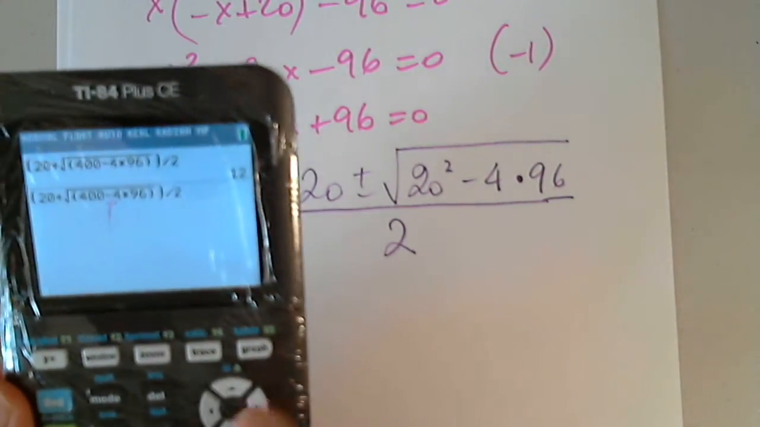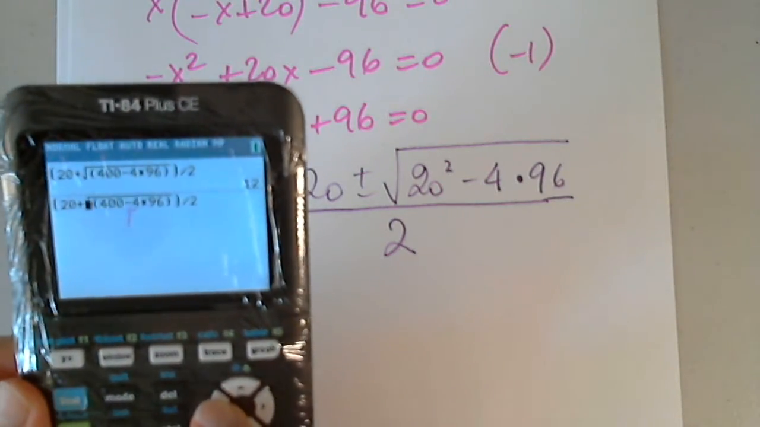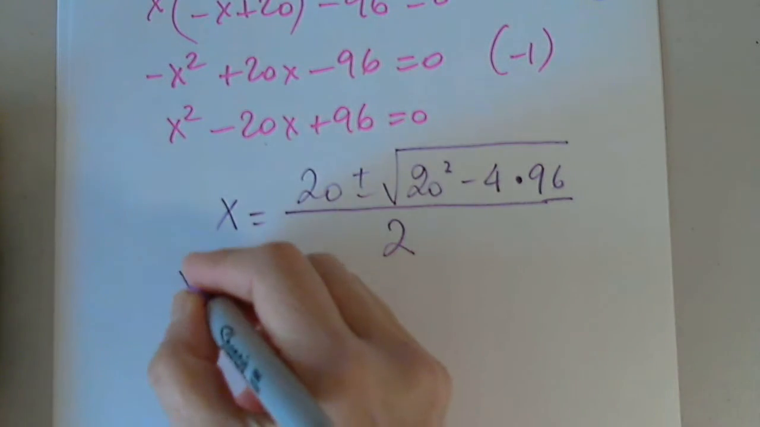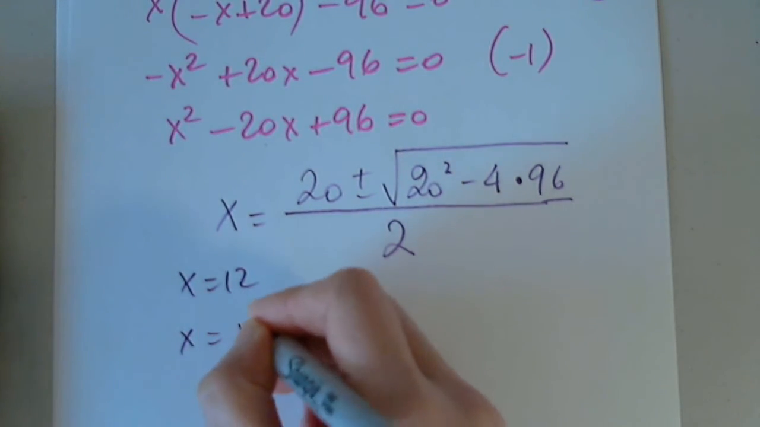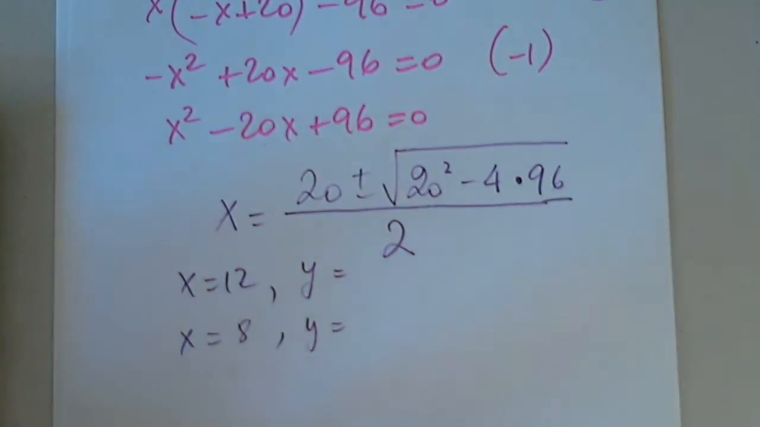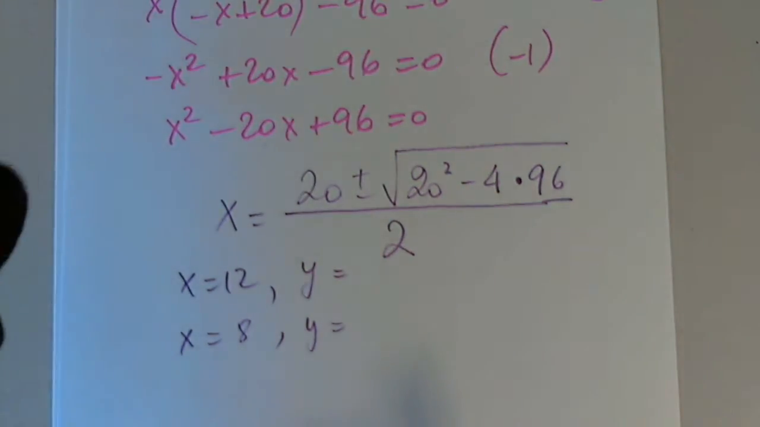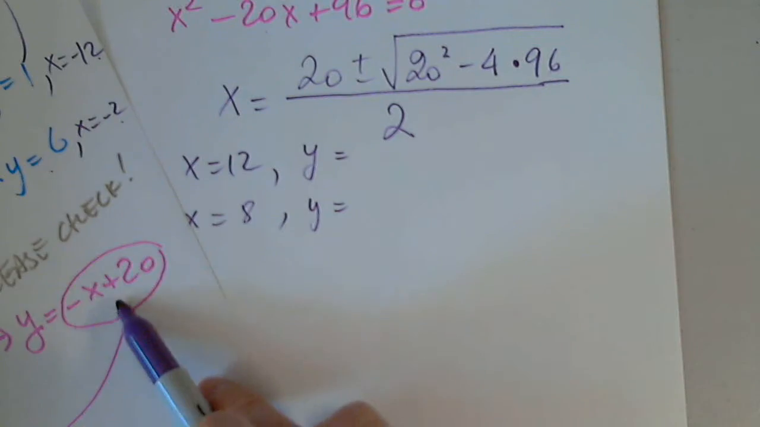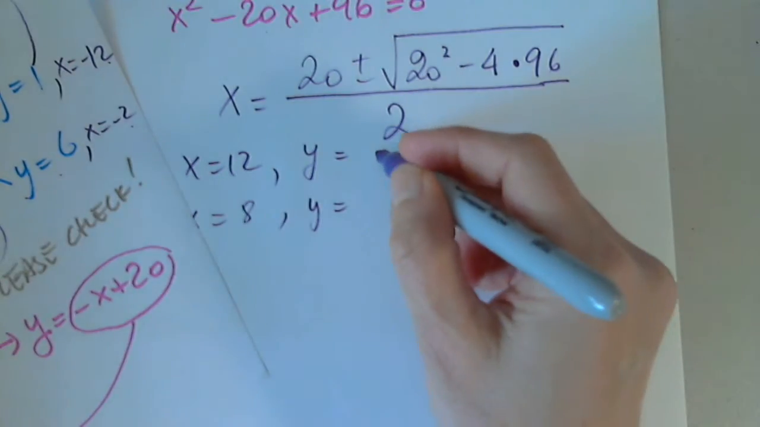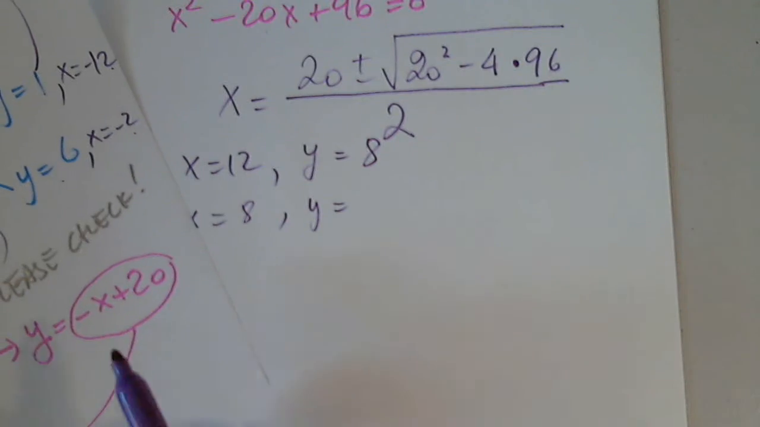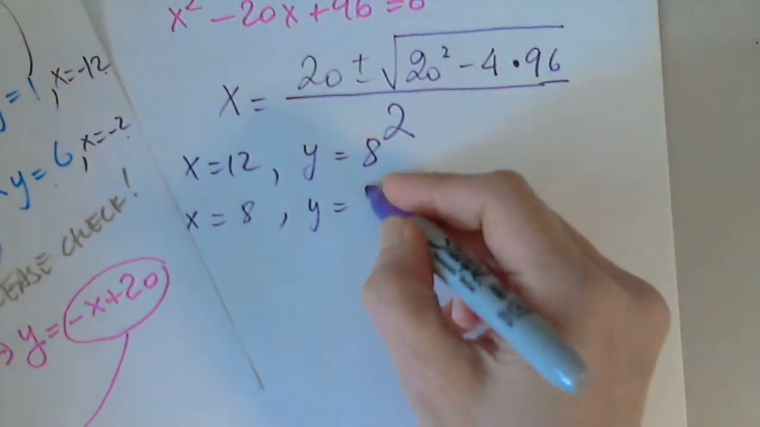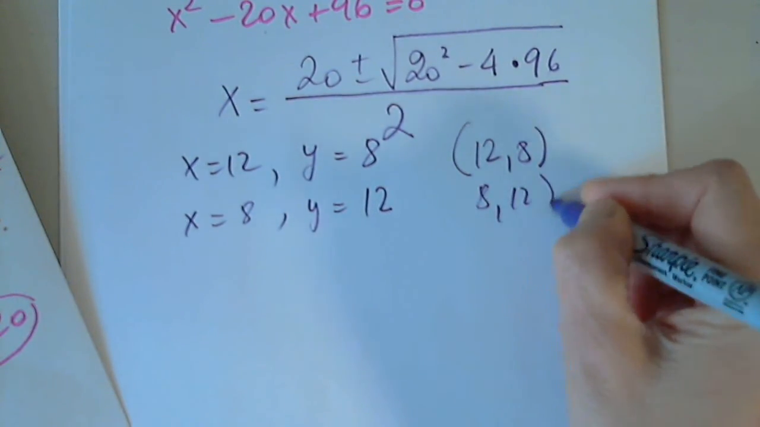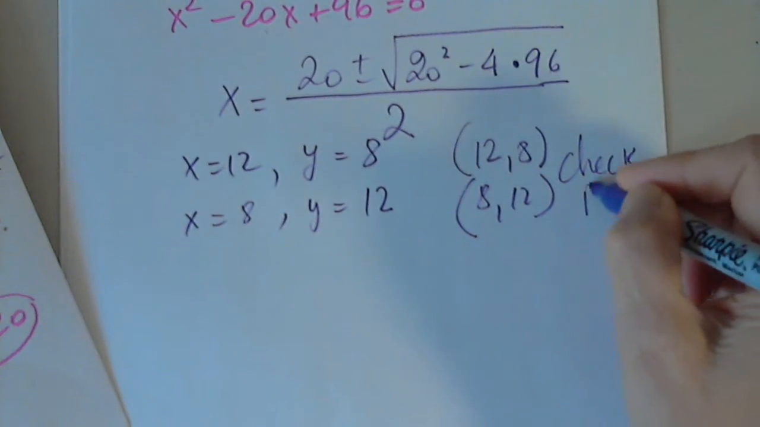And then copy and overwrite. I got 12 and 8. So x equals 12 and x equals 8. For each, I will be able to find the corresponding y value. So negative 12 with minus in front, so negative 12 plus 20 will be 8. And then when I get negative 8 in here, then I will get 12. So there are two possibilities, either 12 comma 8 or 8 comma 12. Check, please.